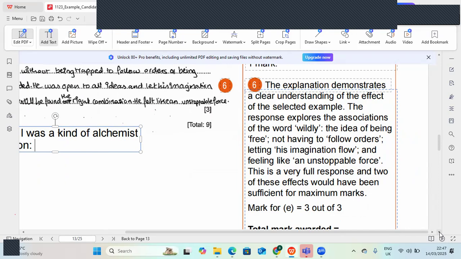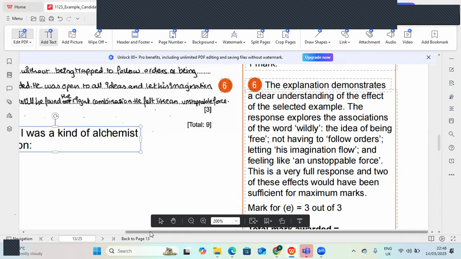Now you can see one word has been referred to three different ideas: wildly, the idea of being free, not having to follow orders, or letting his imagination flow. And feeling like an unstoppable force. So this is a very full response, and two of these effects have been sufficient for maximum marks. So you just need to write about two effects. What do they create to get the marks? Because 1 mark is for the example, and two effects are okay.